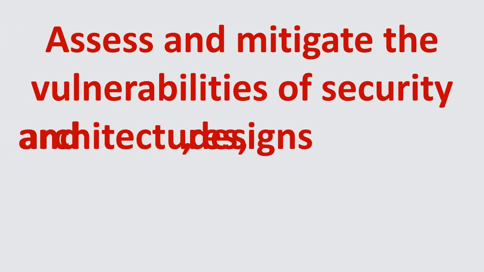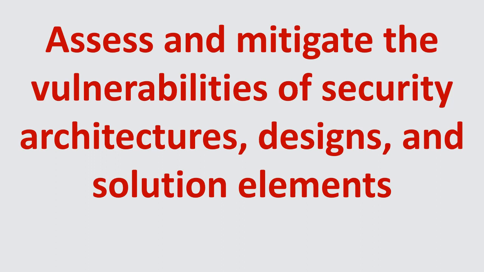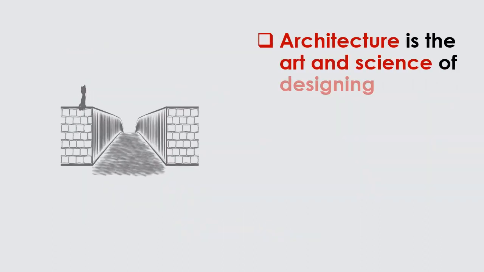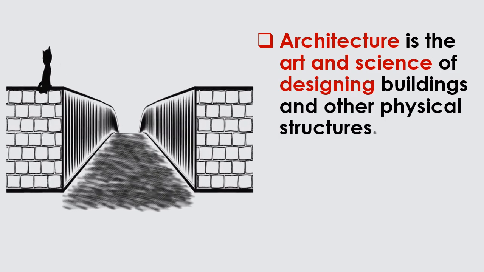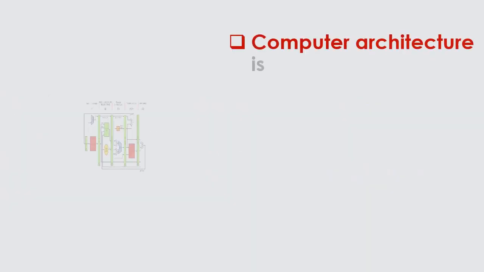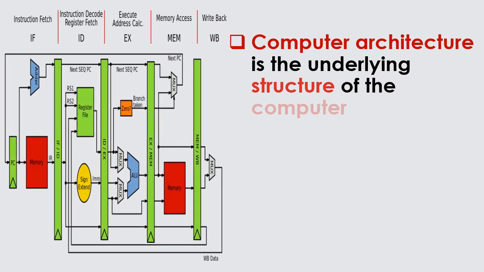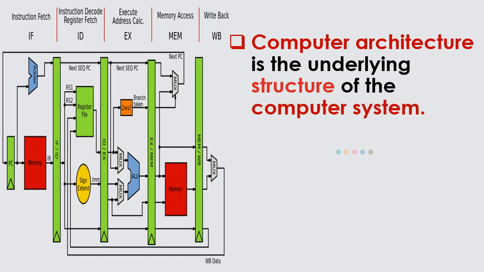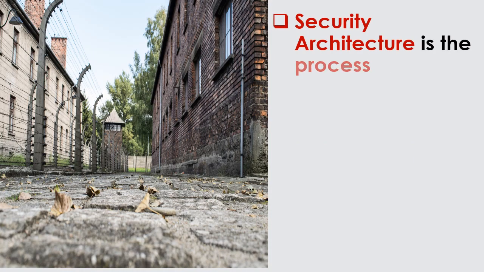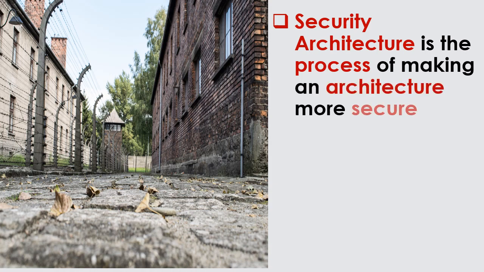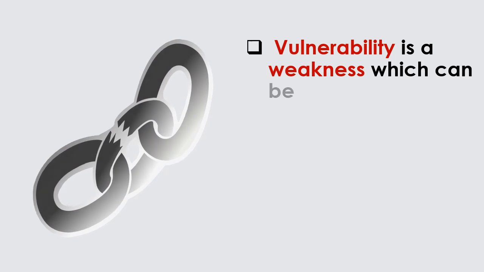Assess and mitigate the vulnerabilities of security architectures, designs, and solution elements. Architecture is the art and science of designing buildings and other physical structures. Computer architecture is the underlying structure of the computer system. Security architecture is the process of making an architecture more secure. Vulnerability is a weakness which can be exploited.